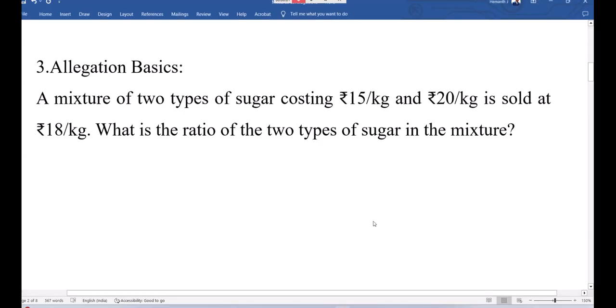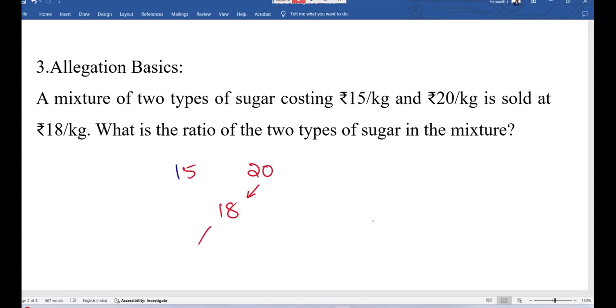This question is basic from mixtures and alligation. So when you mix 15 and 20, the result is 18. The mixture should always be in the middle. Then we have to take the difference and put it on the opposite side. There is a lot of reason why we have to take the difference and put it on the opposite side. We discussed that in regular classes.